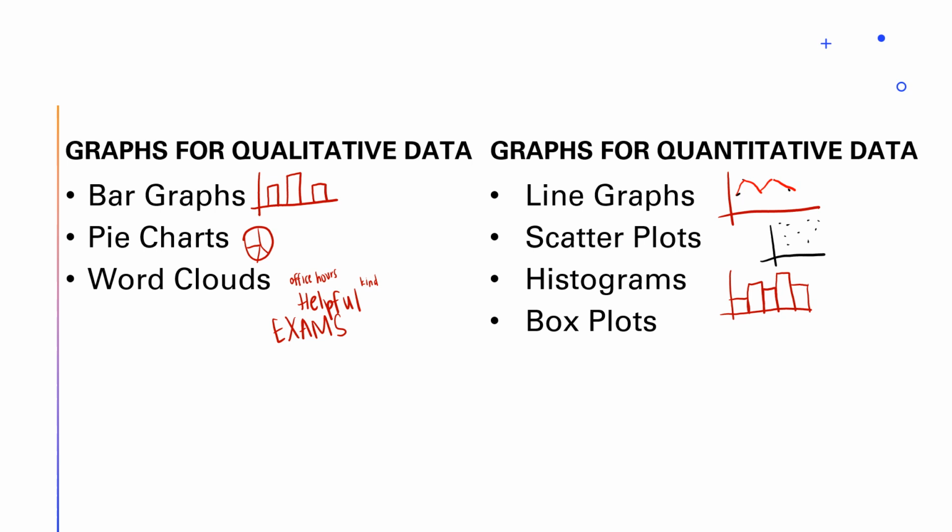You might also see something called a box plot. Box plots look like this. It'll have a little dot for the minimum value, and then the box will start at what we call the first quartile. There'll be a little line drawn at the median. The box will end at the third quartile, and then the line will be extended out to the maximum value. So it kind of just tells you where the middle 50% of the data lie.